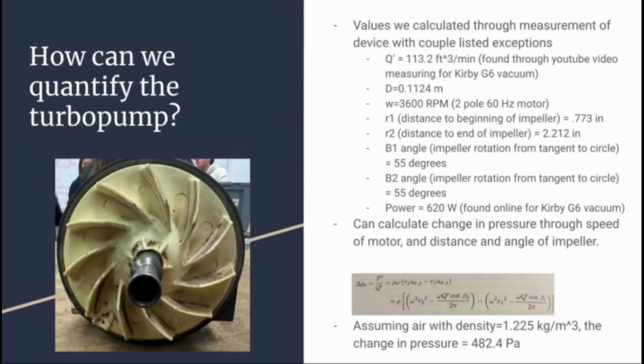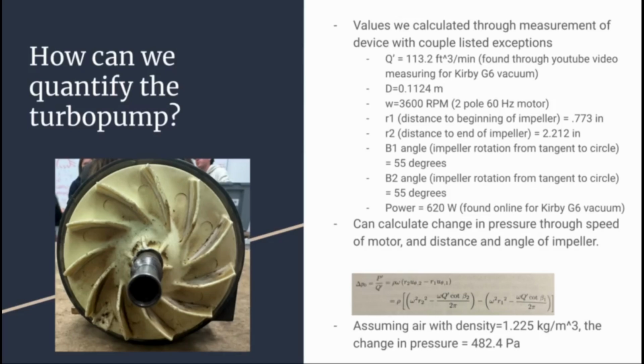How can we quantify the turbo pump? Well, we began by physically measuring a number of characteristics on the pump itself, which can be seen in this image. In addition, we then found the volumetric flow from a YouTube video and the power online. Using that, we were able to calculate the pressure based on the dimensions of our pump. The pressure gained, assuming air, was 482.4 pascals. This changes depending on the density of our fluid.